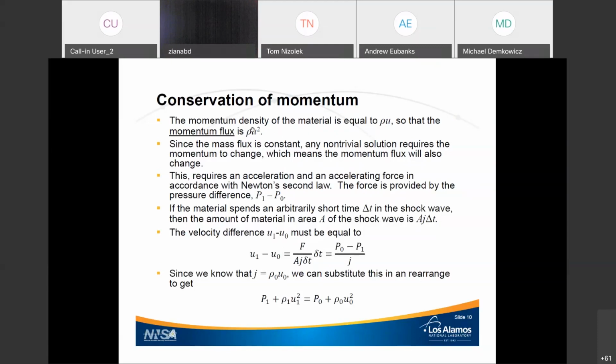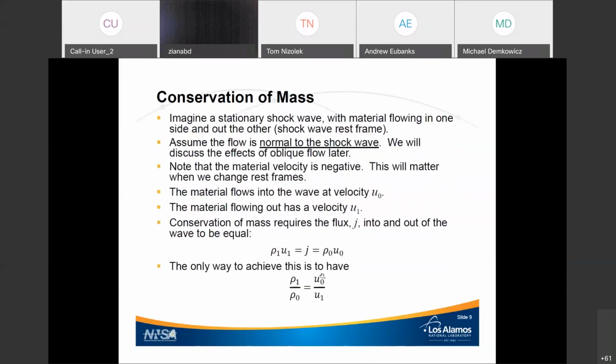So the only way to get that, if the velocity isn't the same, which we're assuming it isn't, is that the momentum does have to change. So this requires an acceleration, an accelerating force in accordance with Newton's second law. The force is provided by a pressure difference, P1 minus P0, or you can think of it as a normal stress difference, normal to the shock wave.